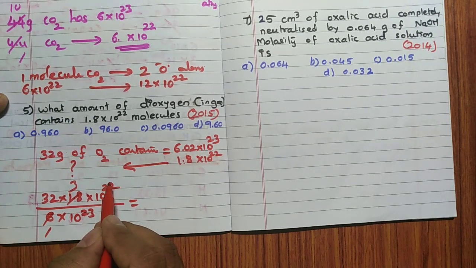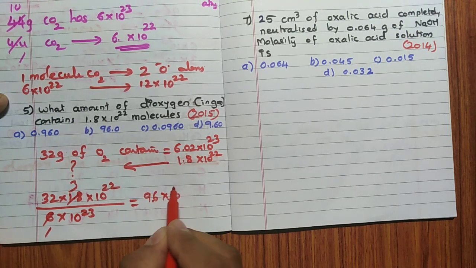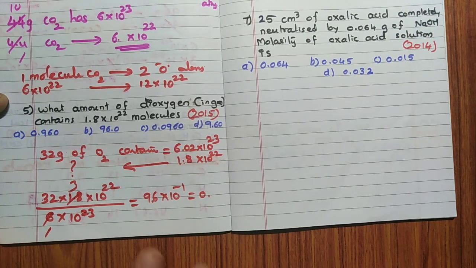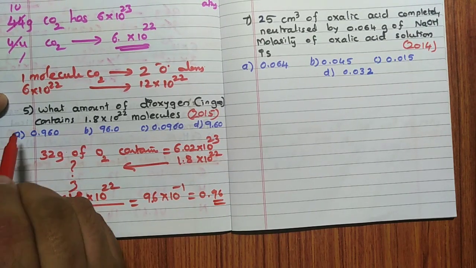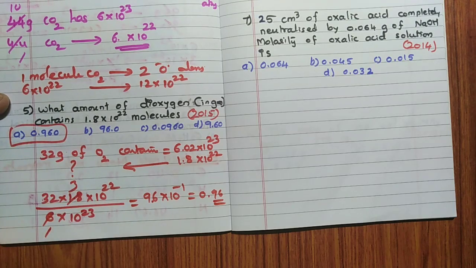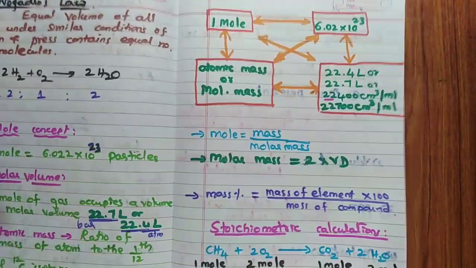10 to the power minus 1 is left. So 9.6 into 10 to the power minus 1 is equal to 0.96. Answer for this question is A. But very important, this relationship. To understand this relationship, as I told, this is very, very important.